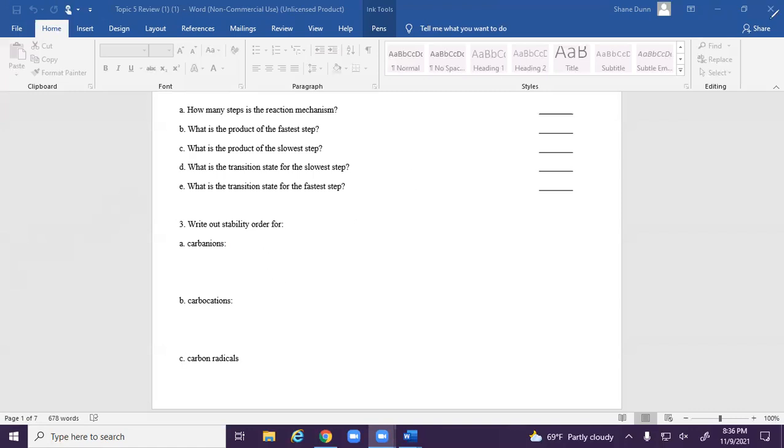Okay. Now we have carbon radicals. And same thing, always benzylic and allylic. However, it follows the exact same stats as cations, which is always tertiary, secondary, and then primary. Tertiary, secondary. Yep.